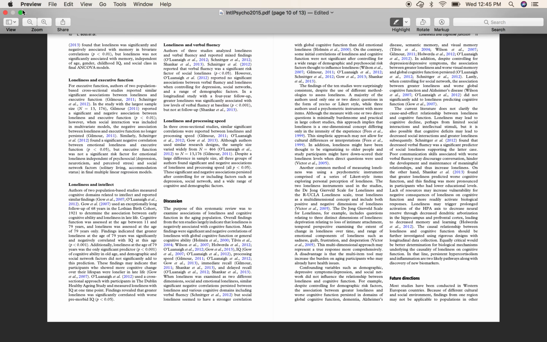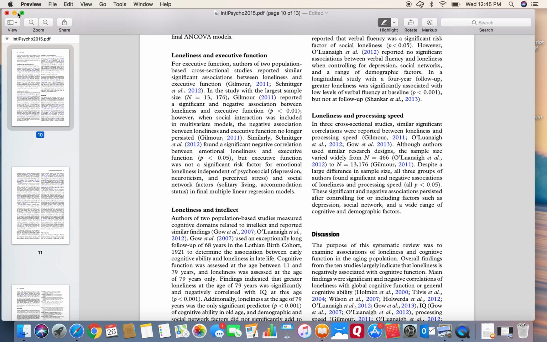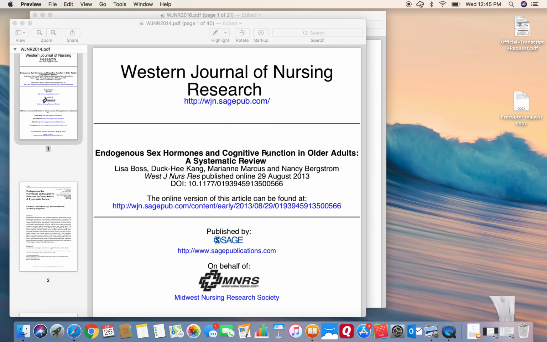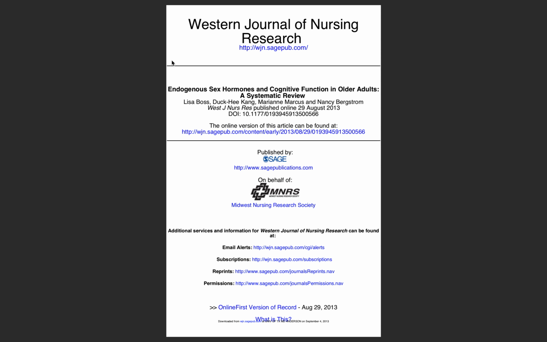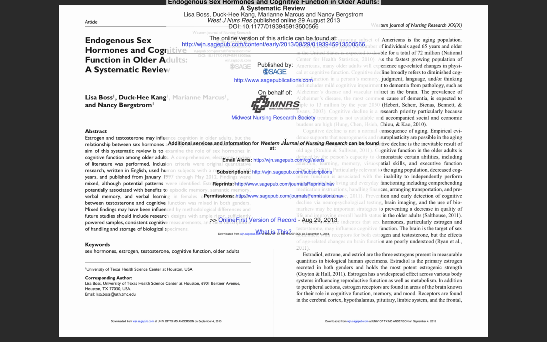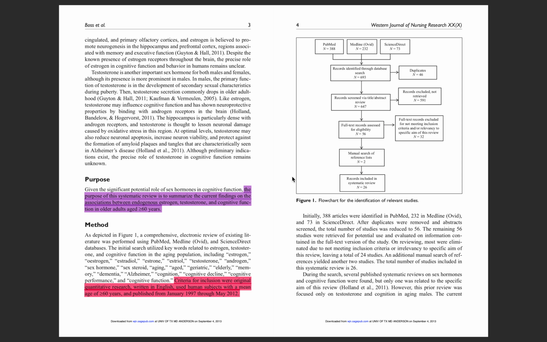Okay, so I have another example, and that is this sex hormone and cognitive function in older adults systematic review. You've seen this one as well. Again, I have the purpose here in purple. The purpose of this systematic review is to summarize current findings on the associations between endogenous estrogen, testosterone and cognitive function in older adults aged greater than or equal to 60 years.